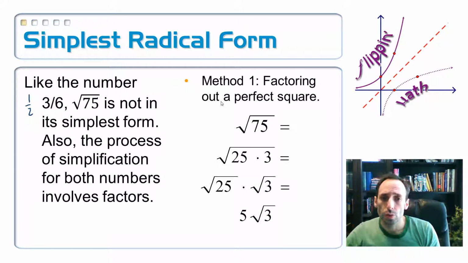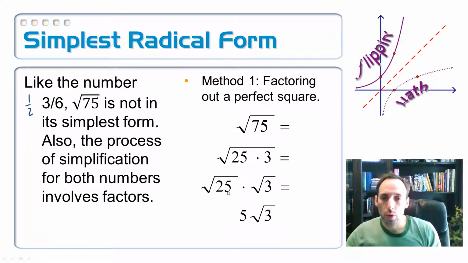So those two are exactly the same. The square root of 75 and 5 square root of 3. It's just that this last one down here is in simplest radical form. Again, if you don't believe me, put that in the calculator, hit enter, put this in the calculator, hit enter, and you'll see they're the same. Like magic.